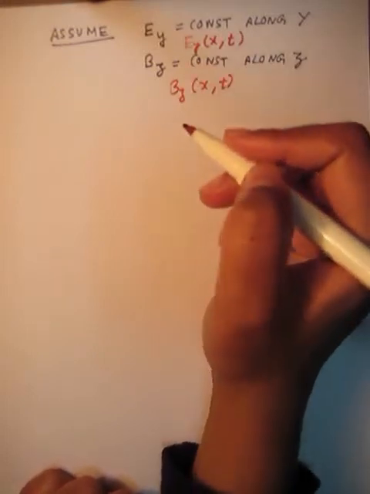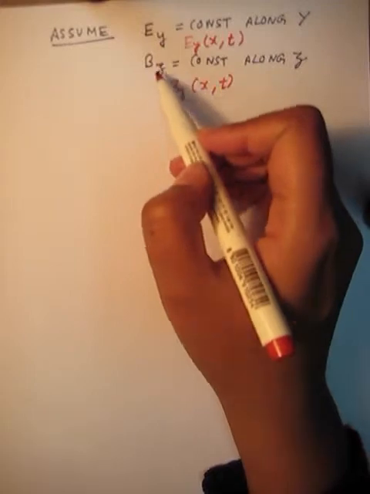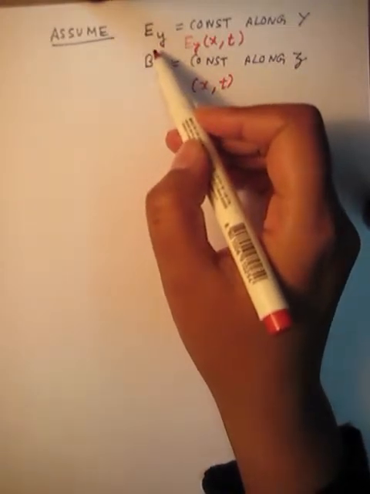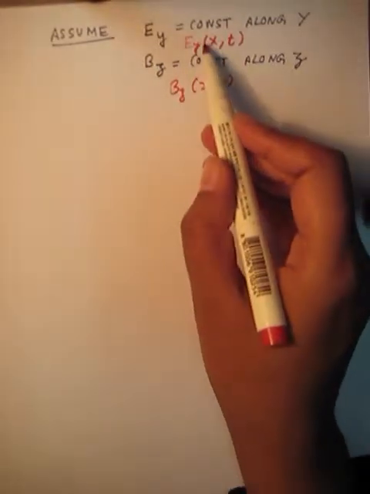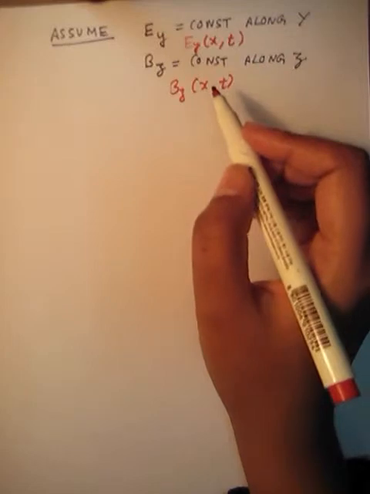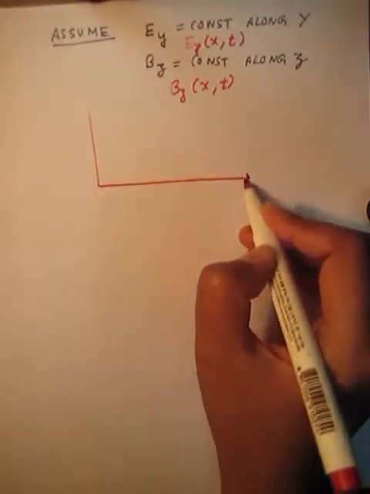Now what does this mean? It means that in the YZ plane, the electric field and magnetic field will be constant, while if you move along the x-axis, the electric field will vary. So let us try to draw this assumption.